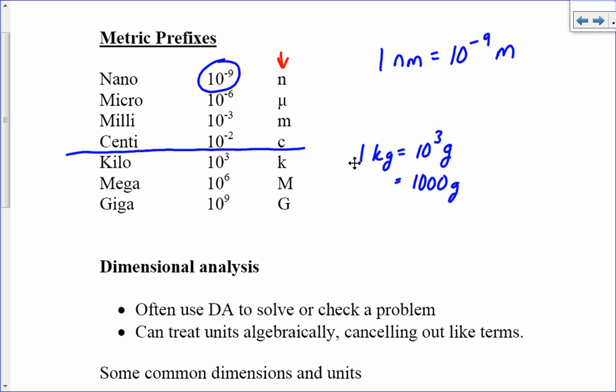All right, so those are your metric prefixes. More about that later because we'll need to convert between different metric prefixes. So for example, going from nanometers to meters, grams to kilograms, megameters to millimeters, that sort of thing.